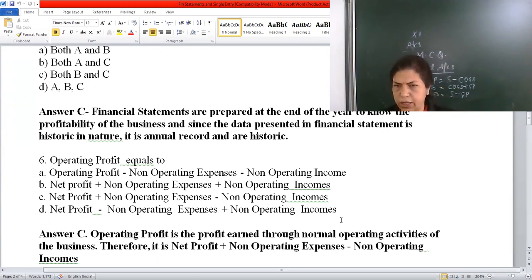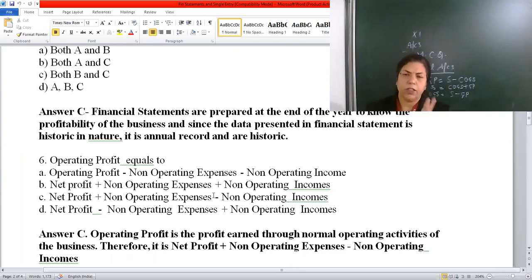Okay, I am giving you the example. Non-operating income means if I sold my land and get the benefit or the profit, that is non-operating income. Clear? Okay. Non-operating expenses are those expenses which are not related with the routine expenditure, which are not related with the operation of the business.